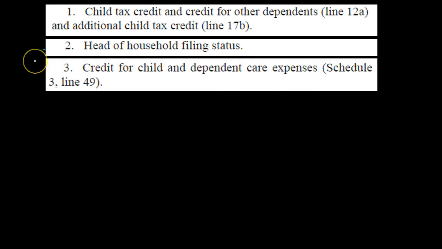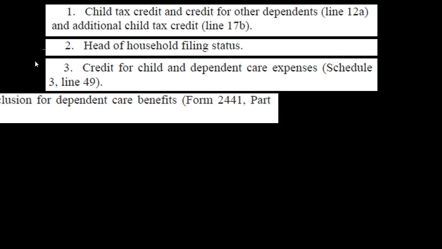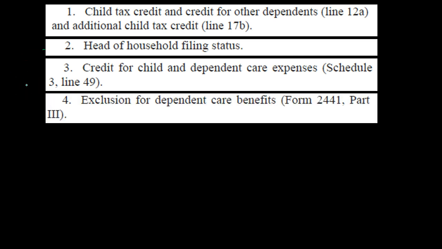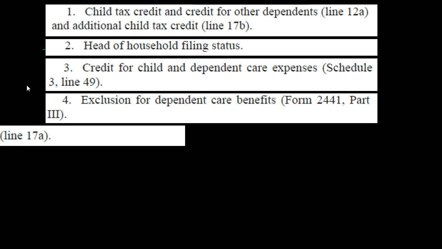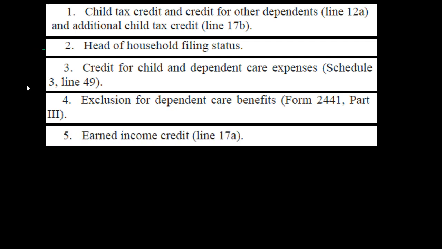So then we have number 3, credit for child and dependent care expenses. If there's going to be a credit for dependent care expenses, caretaking, that's another type of benefit that could be there, or at least we can think of it as a reimbursement type of benefit. If there was payment for child care, then you might be able to get a credit for that. And then number 4, exclusion for dependent care benefits. Number 5, earned income credit. So these are other kinds of benefits that could be there from a child.